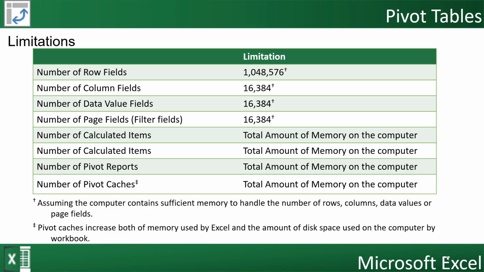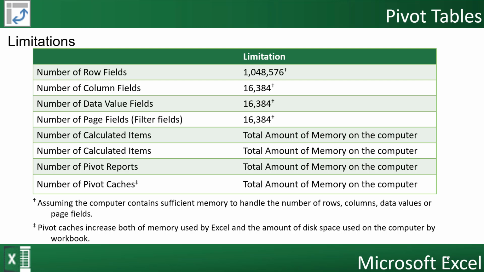There are some limitations to working with pivot tables that are useful to know. First, the number of fields placed in the rows area is limited to 1,048,576. Second, the number of fields placed in the columns area is limited to 16,384.